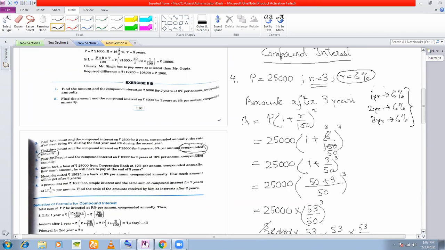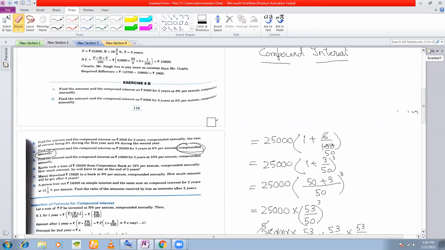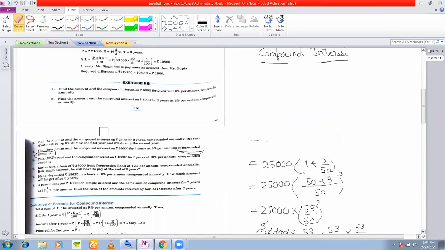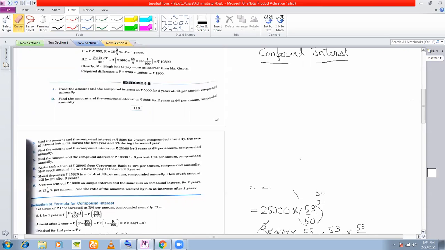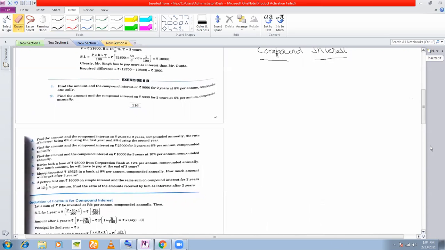What if they are different? Suppose you have 6% in the first year, say 8% in the second year, and 4% in the third year, then what will happen? Then we shall apply the next compound interest formula, where the rates of interest are different for different years. Okay, in this case, we shall apply the following formula.